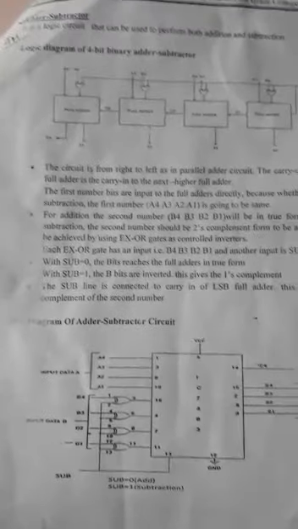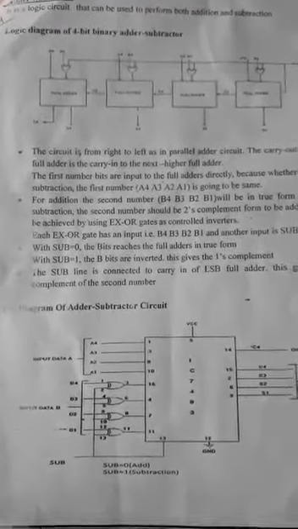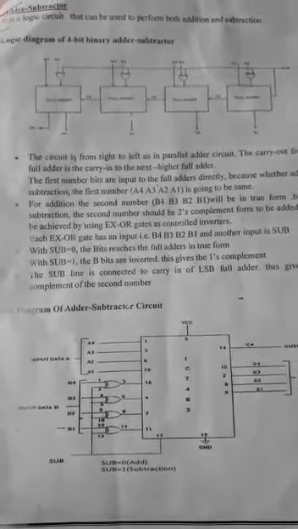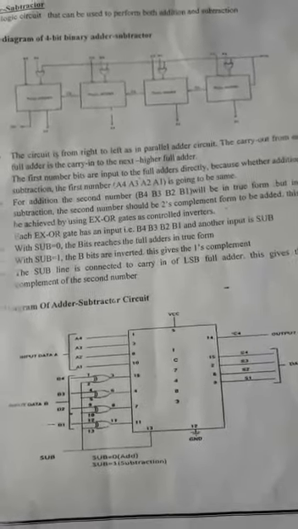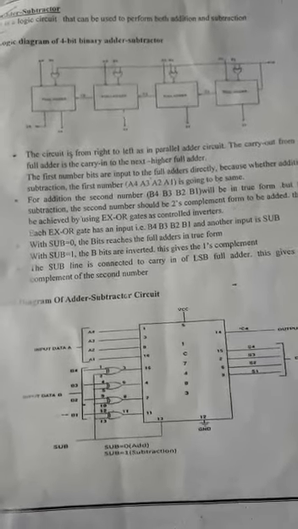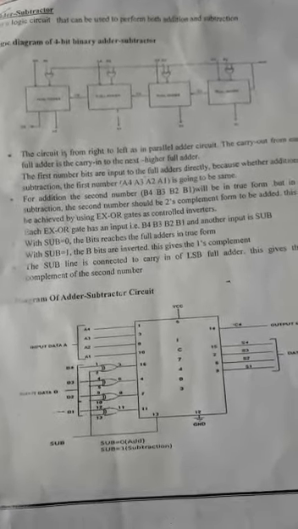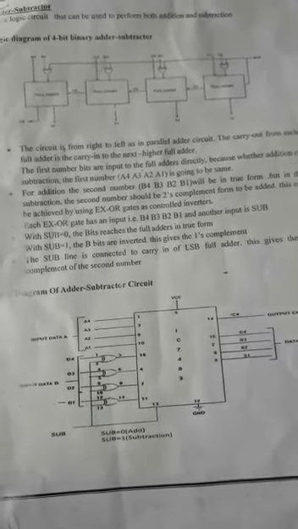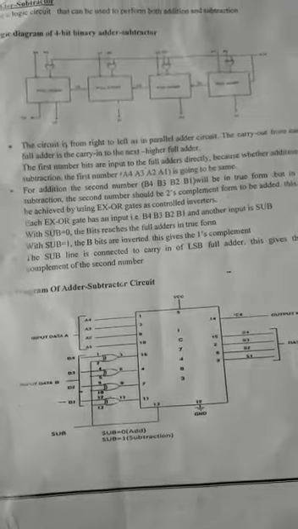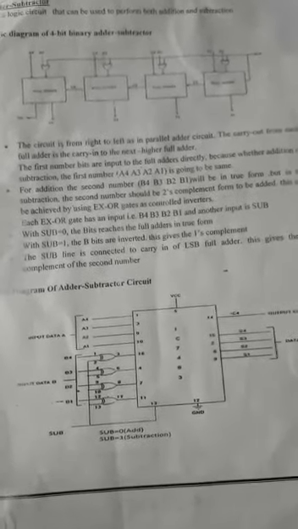So today's concept is the adder and the subtractor. This logic circuit is used to perform both addition as well as subtraction. In the previous cases we already studied how to perform 4-bit parallel binary addition. Here we are going to use 4 full adders. The circuit is from right to left.